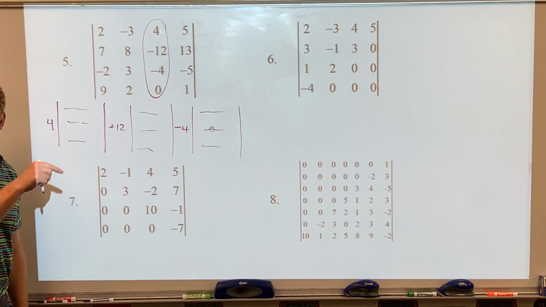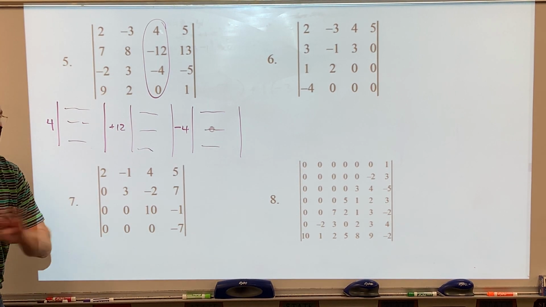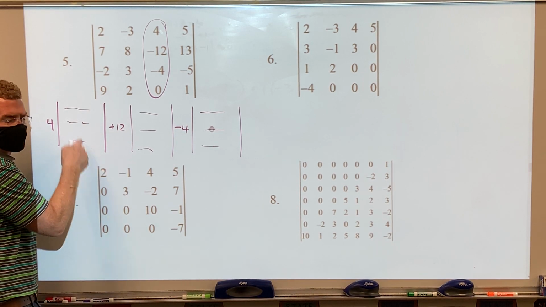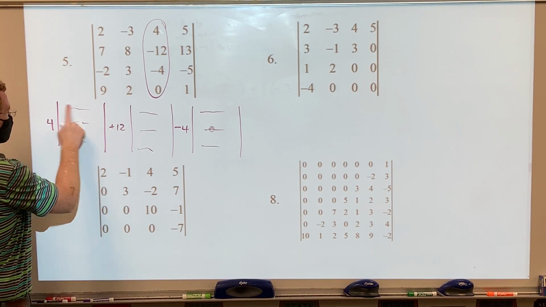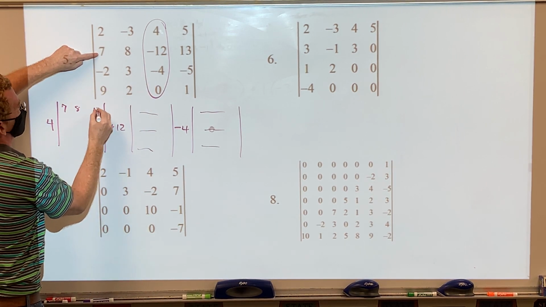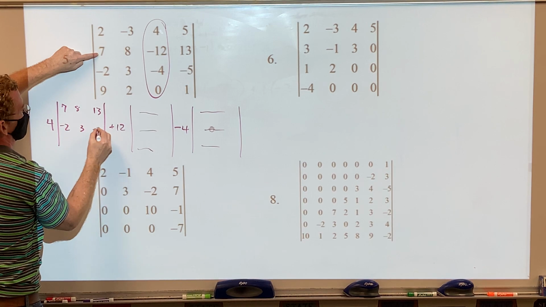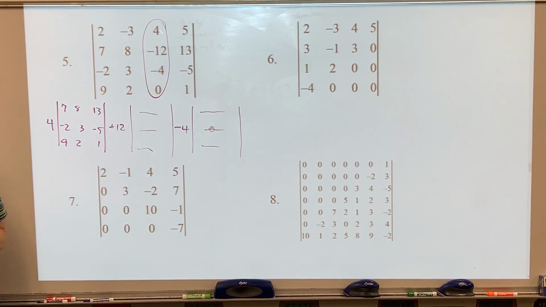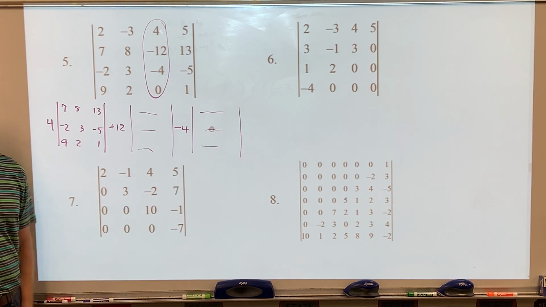So if I tell you third column and just say set it up, don't evaluate, then you would set it all up. Now granted, don't do that when you're setting it up. You fill in the numbers, right? So you'd come in there and say, all right, the real minor of 4 would be 7, 8, 13, negative 2, 3, negative 5, 9, 2, 1. And you would fill these numbers in. But that's all I would do if there wasn't a trick. I just want to see that you would have known how.